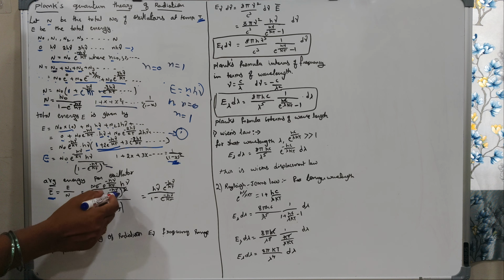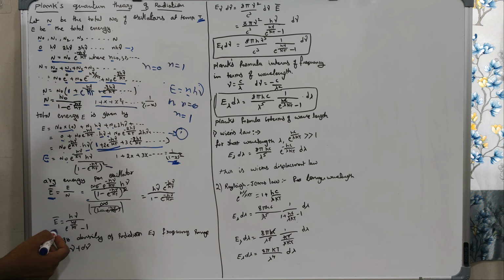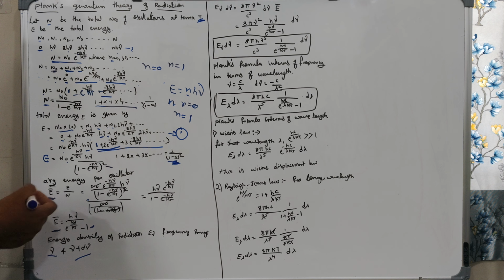Cancel the terms which are similar, and the remaining will give the average energy, that is E bar equals h nu divided by e to the power of h nu by kT minus 1. So now we have to find the average energy density for different frequencies, that is from nu to nu plus d nu.